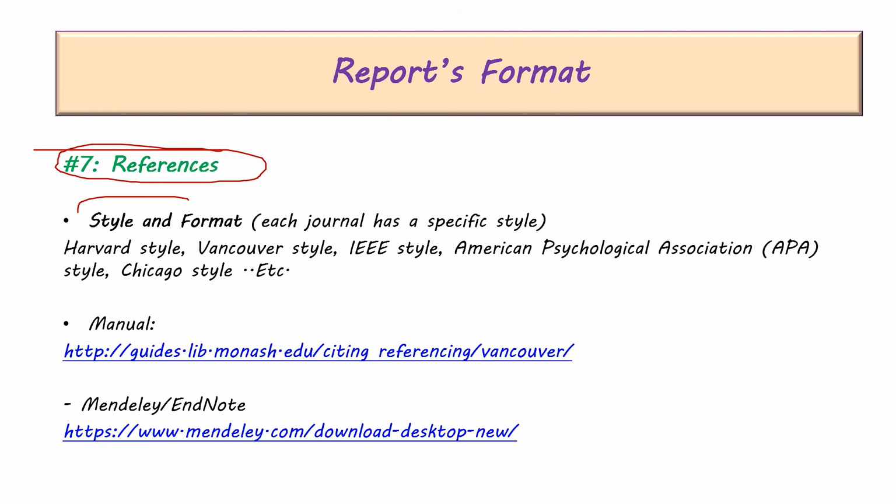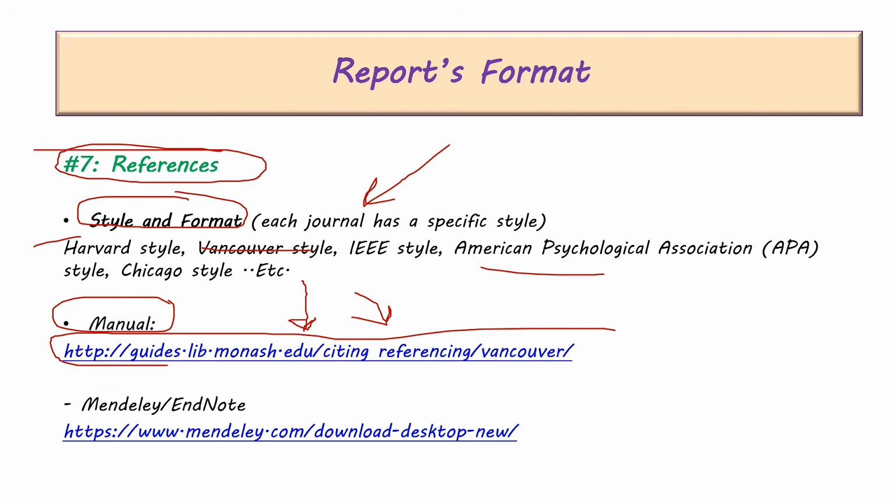For the style and format, each journal also has a specific style. We have Harvard style, Vancouver style, APA style, and many other styles. You can modify the style of the reference manually using a website. For example, just search on Google for manual reference manager. You will find this website, for example, and it will help you in citing the studies, but manually.